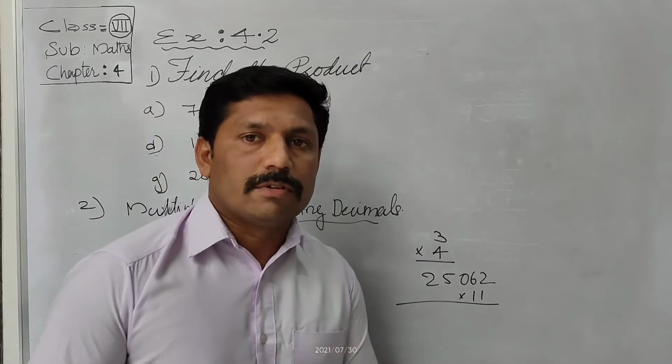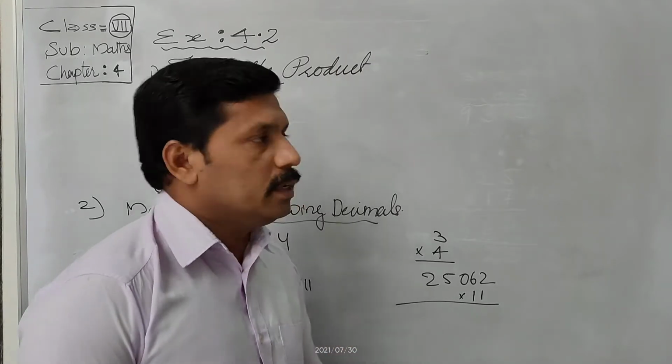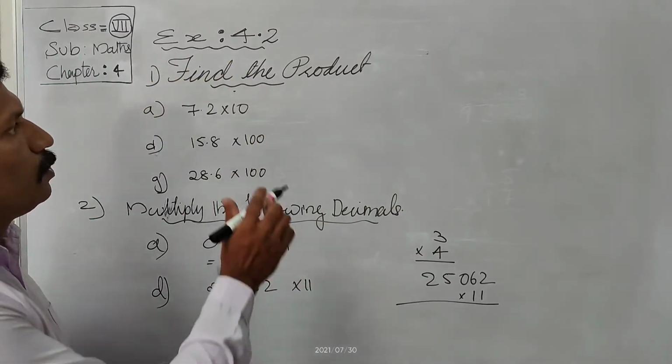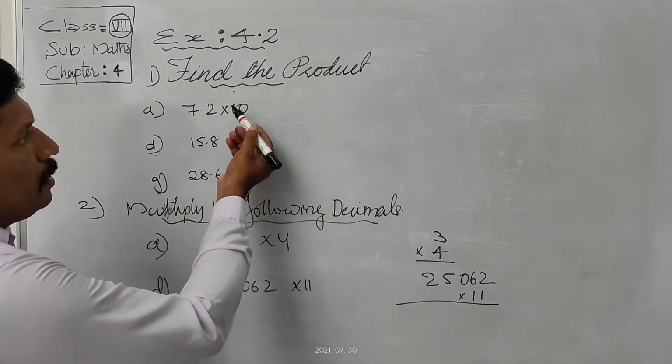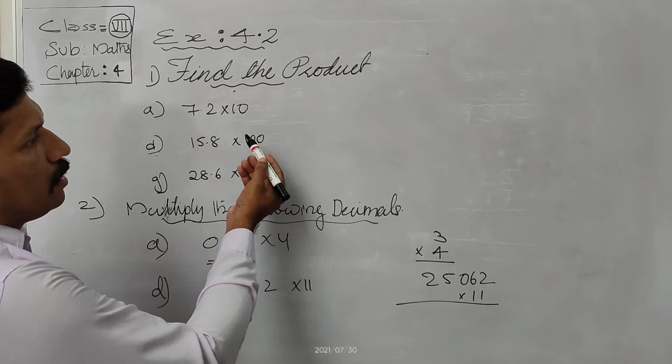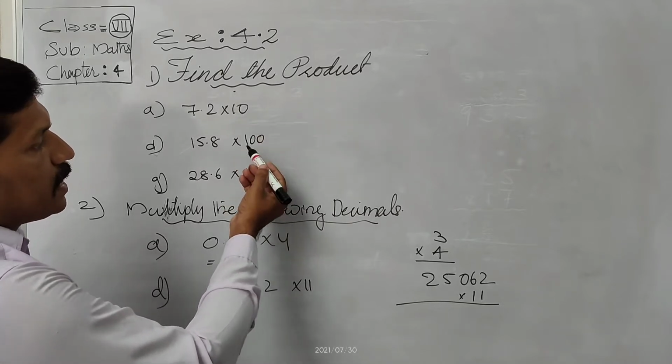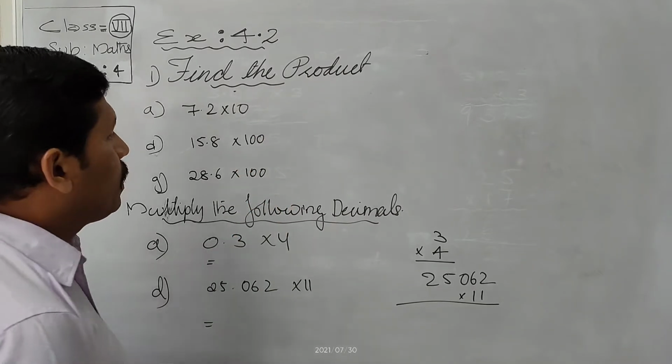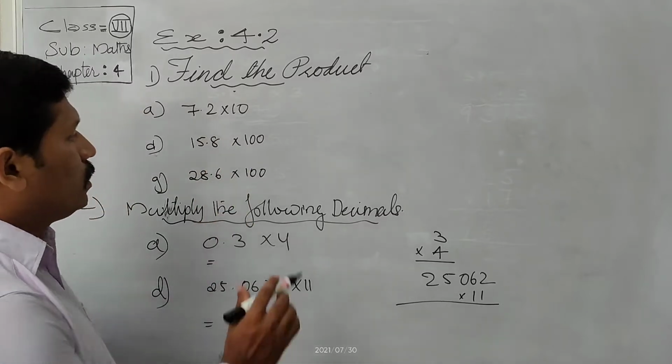We are going to solve some questions from exercise 4.2. Let us listen. Exercise 4.2, find the product. Here all these products are multiplication by tens, hundreds or thousand, meaning the multiplier is 10, 100 or 1000.